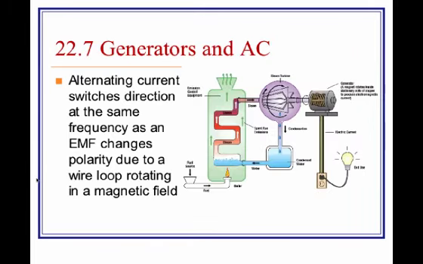Alternating current is simply just current that switches back and forth in direction. Within our walls here in the United States, we have an alternating current that is about 60 hertz. So that means it switches direction 60 times in 1 second, back and forth.